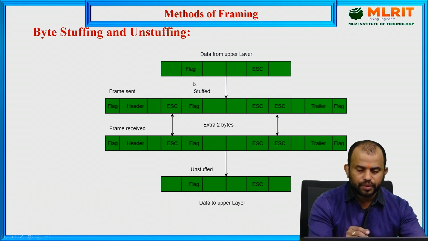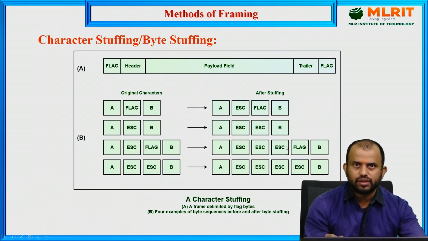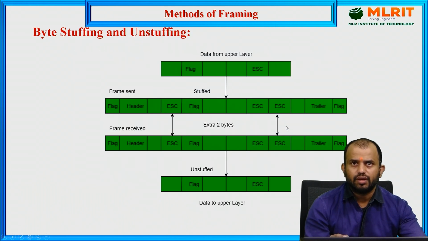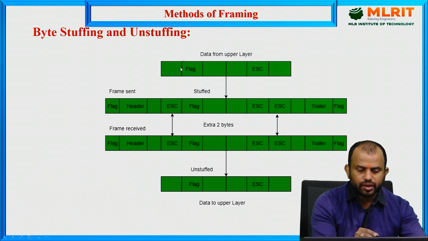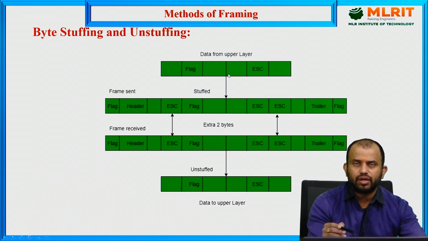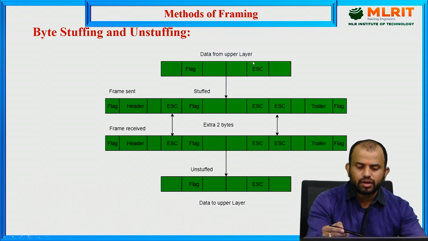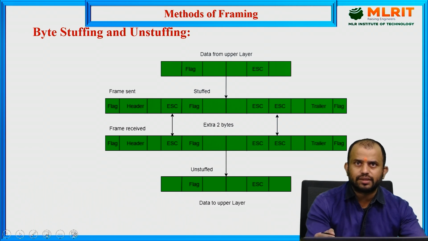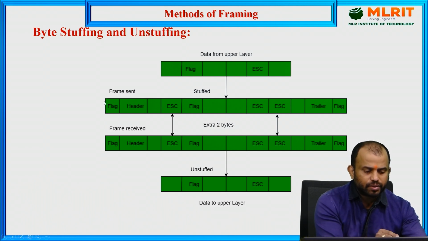Now in this structure, we have A, escape, flag, and my B. The flag value comes from the upper layer, either the network layer or the transport layer, to the data link layer. Here the flag structure is there, as well as escape. So here the frame information is transmitted.